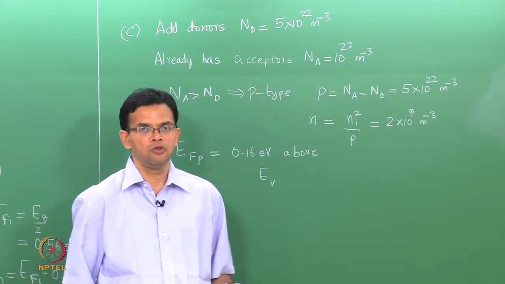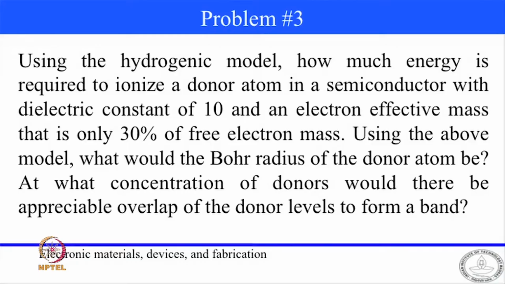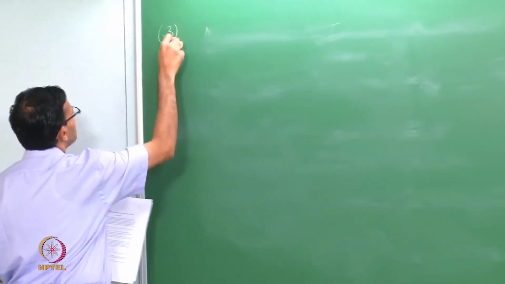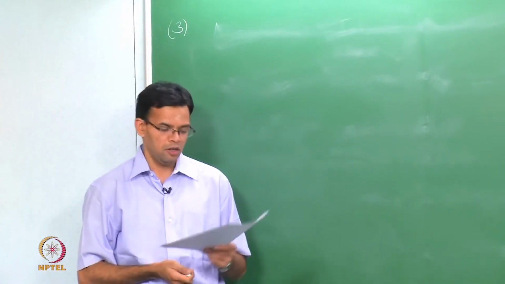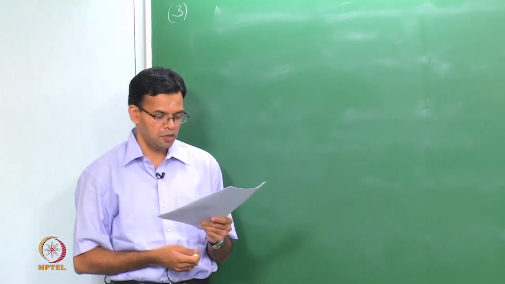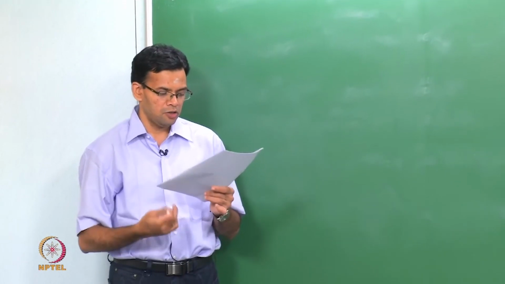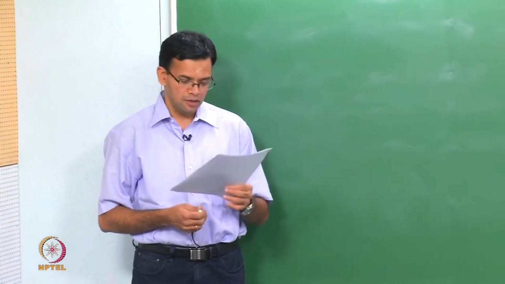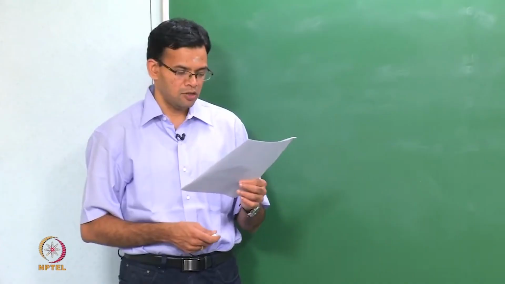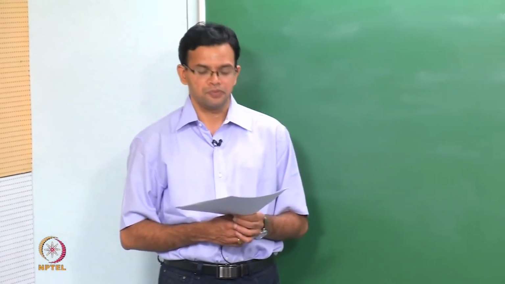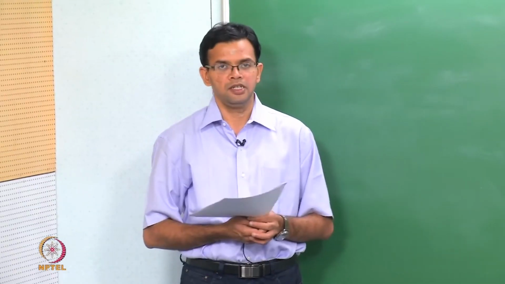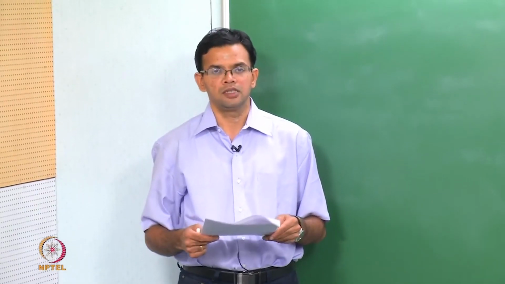So, let us now move to question 3. Question 3: using the hydrogenic model, how much energy is required to ionize a donor atom in a semiconductor with a dielectric constant of 10 and an electron effective mass that is only 30% of the free electron mass.